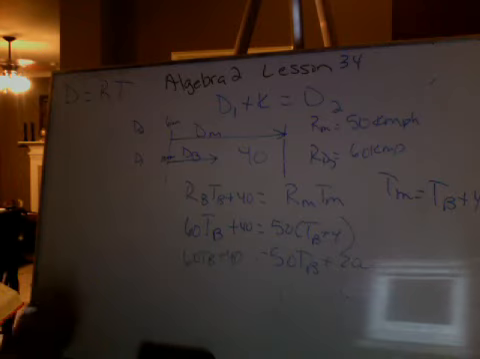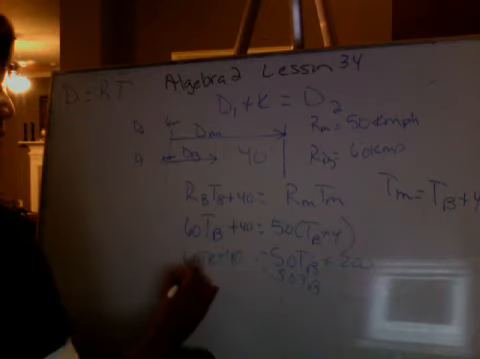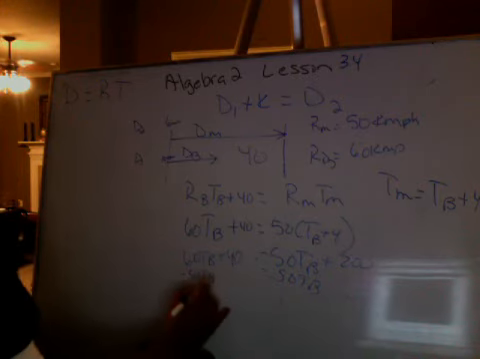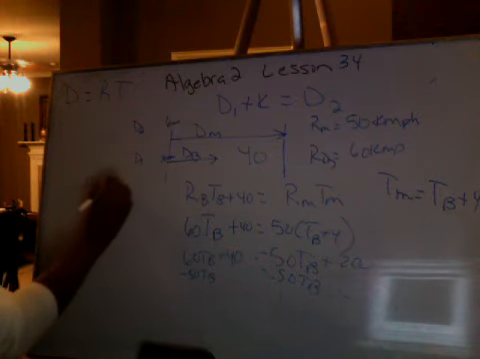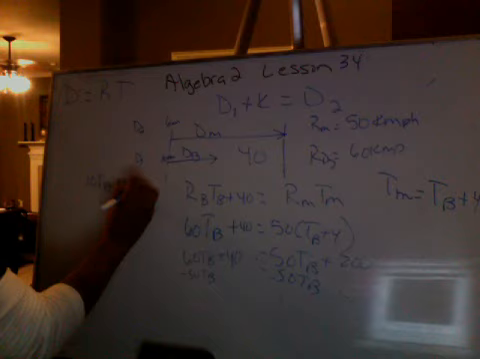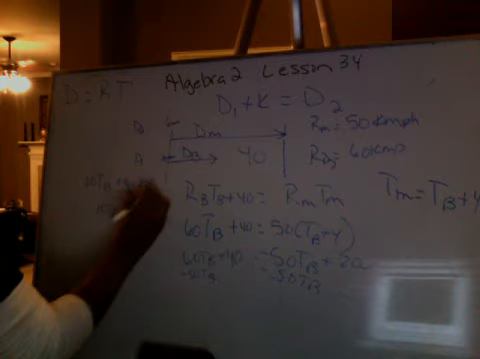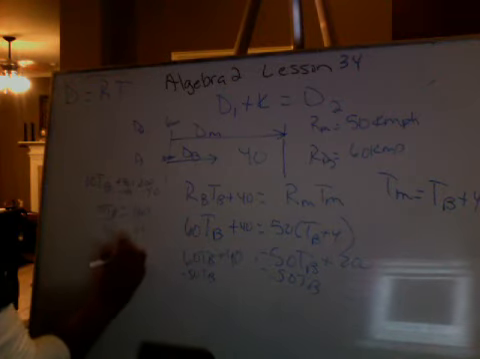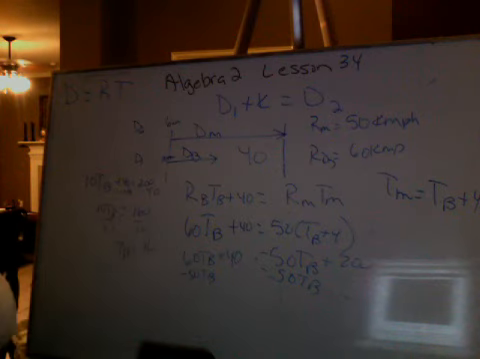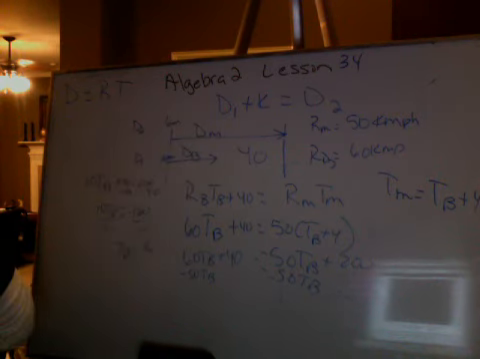Oops. And we're going to solve. So we're going to take 50 T of B away from both sides, and we're going to get 10 T of B plus 40 equals 200. I'm going to subtract 40 from both sides. So 10 T of B equals 160, divided by 10. T of B is 16. So the time of B is 16.